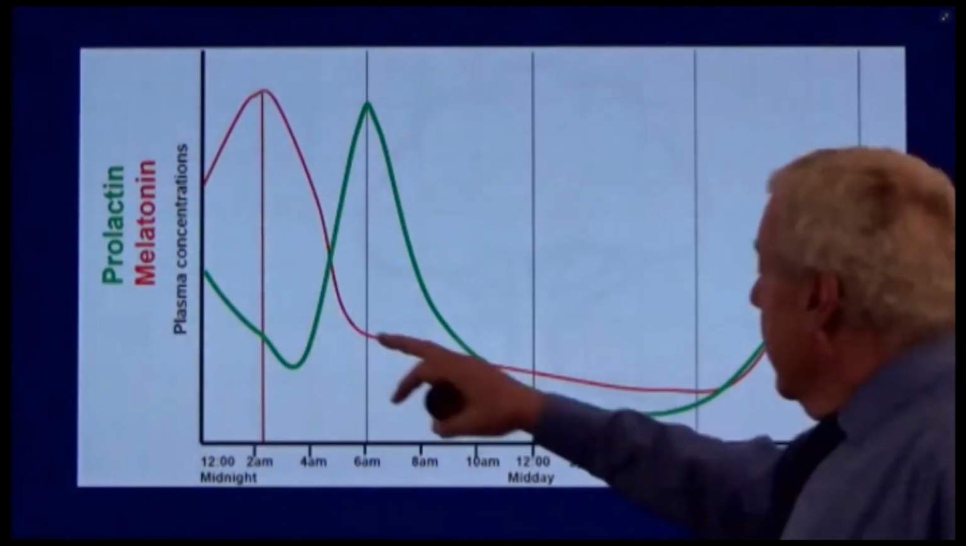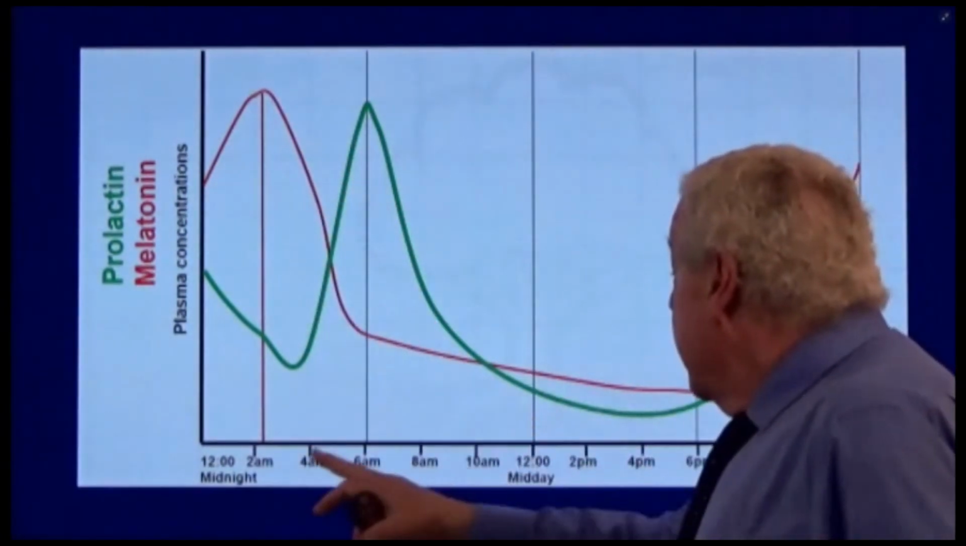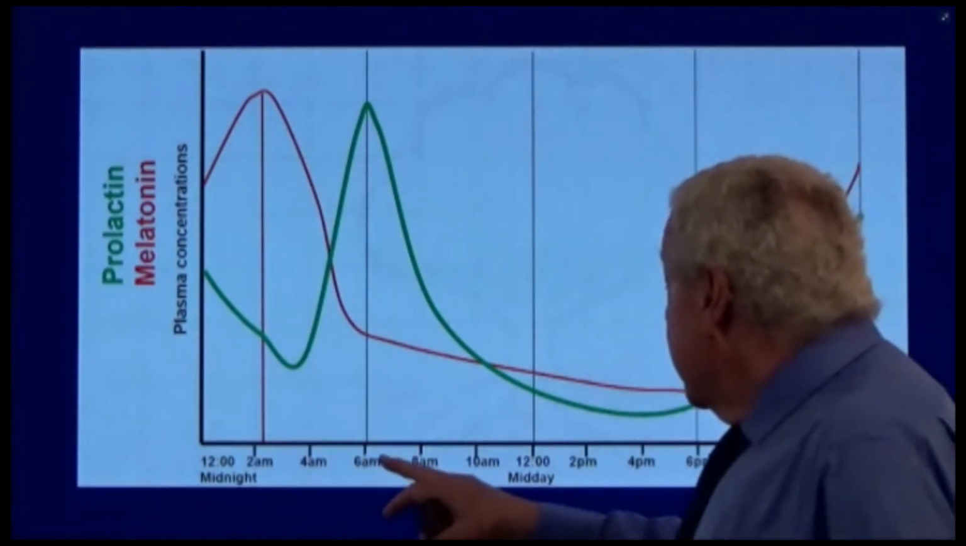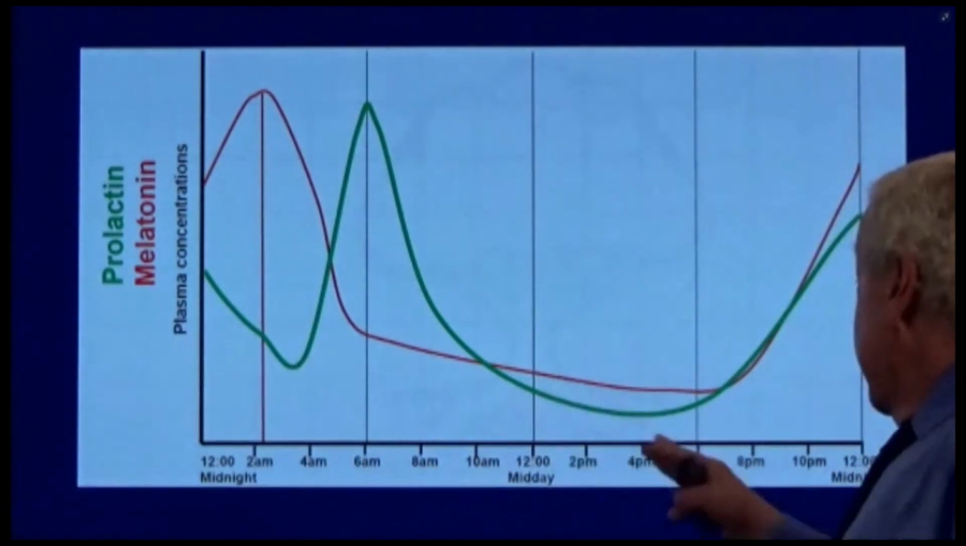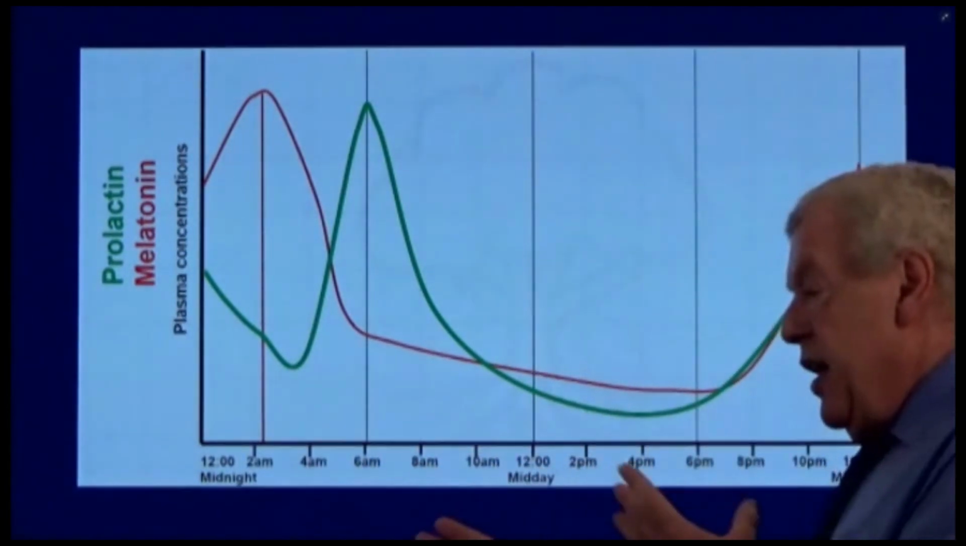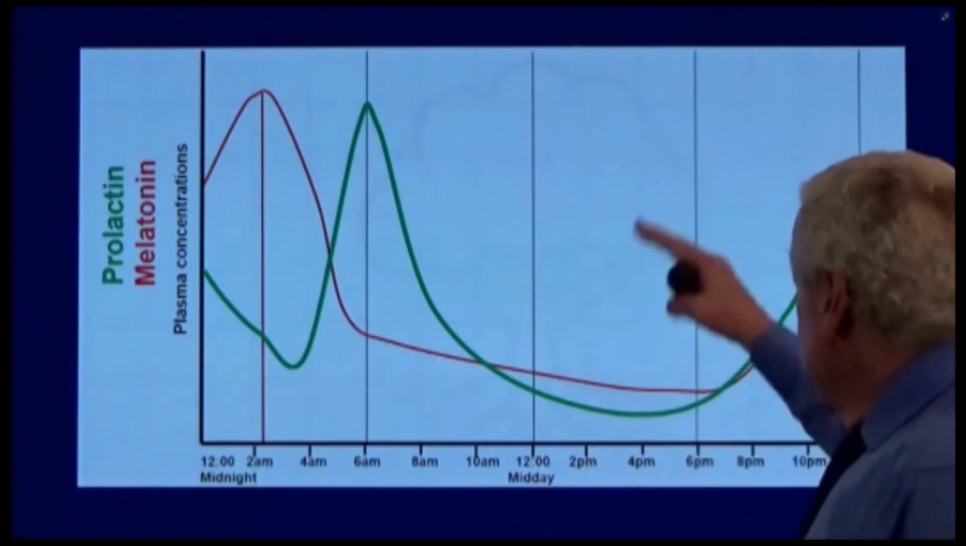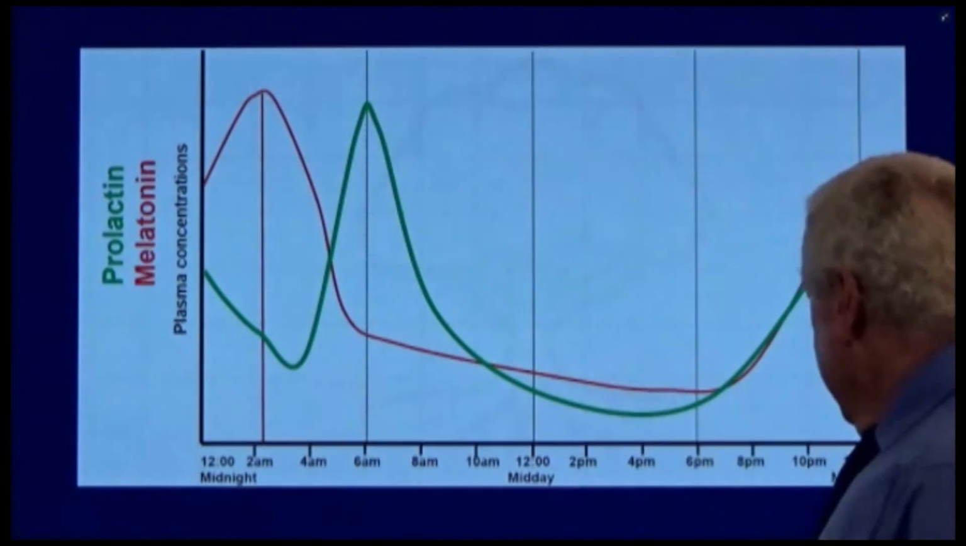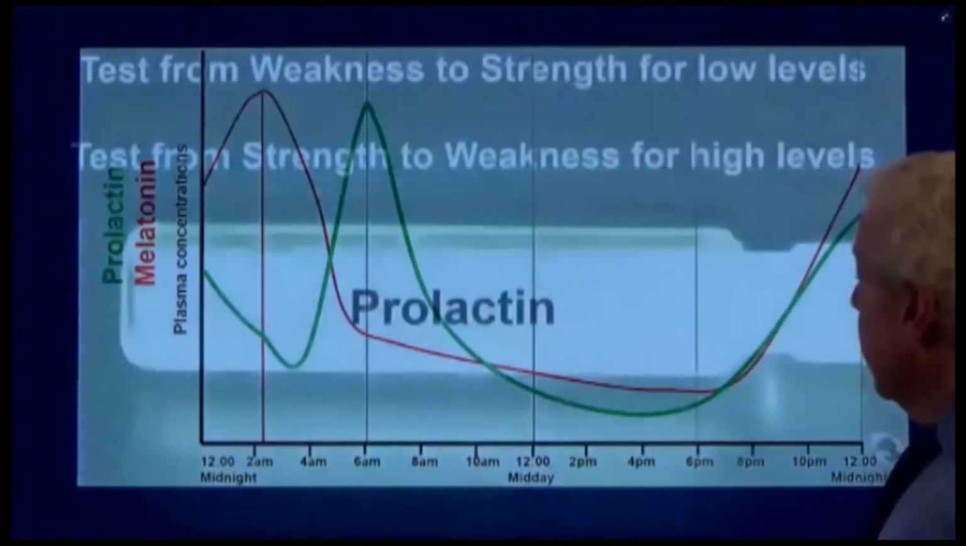Here we see melatonin in red, peaking at about 2 in the morning, followed by prolactin peaking at 6 o'clock in the morning. What it's saying is this: if we have this dysregulated circadian rhythm, and we're high during the day instead of high at nighttime, we'll produce more lymphocytes, which could attack our own tissues.